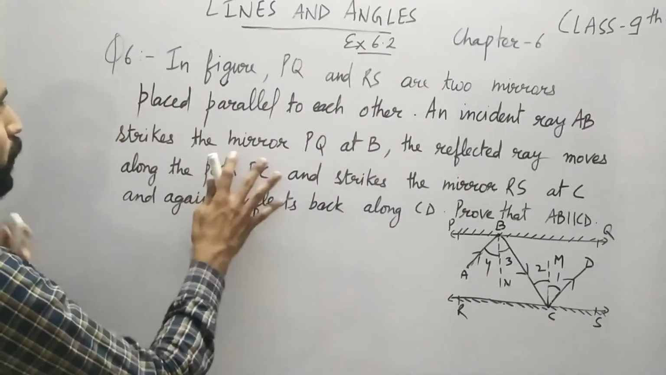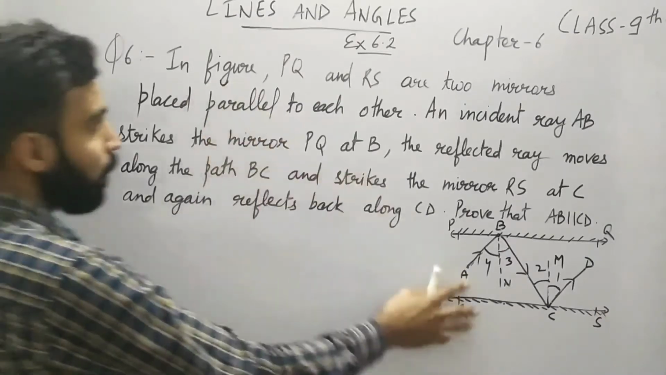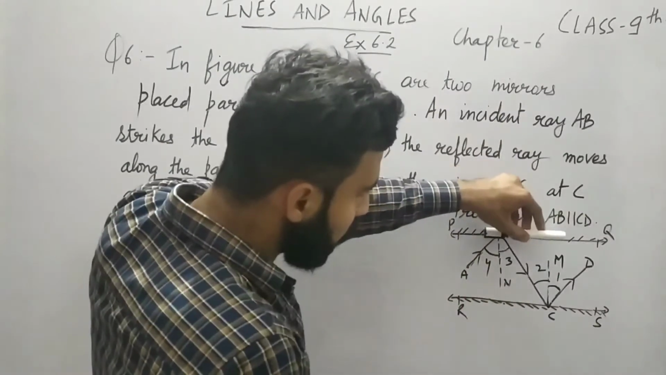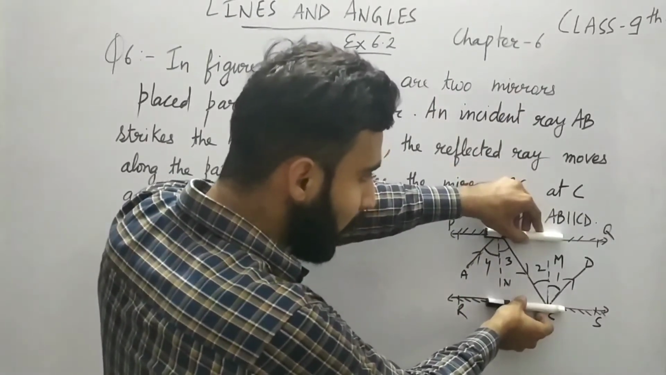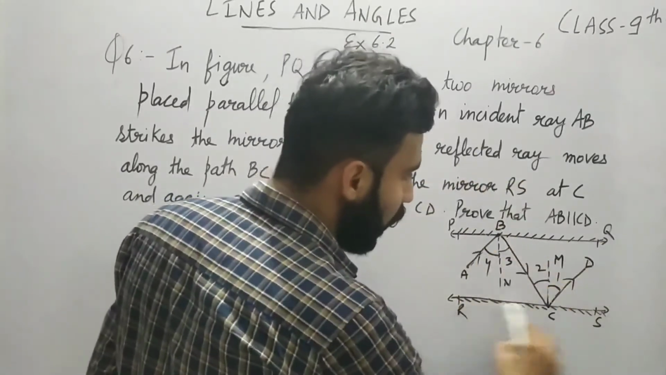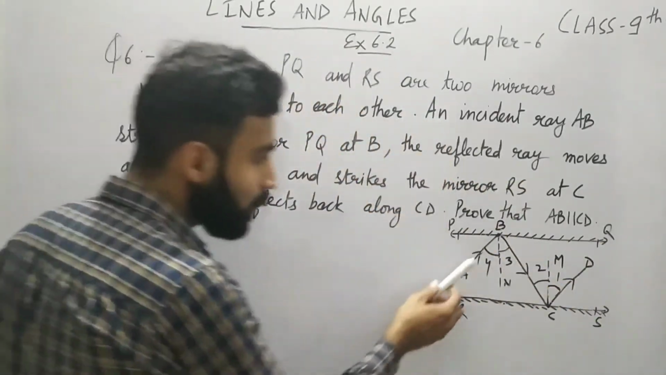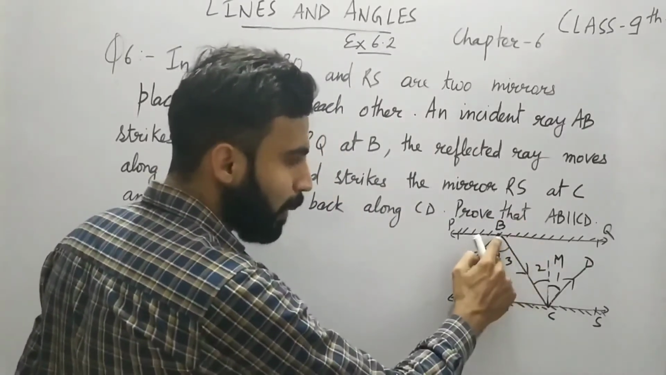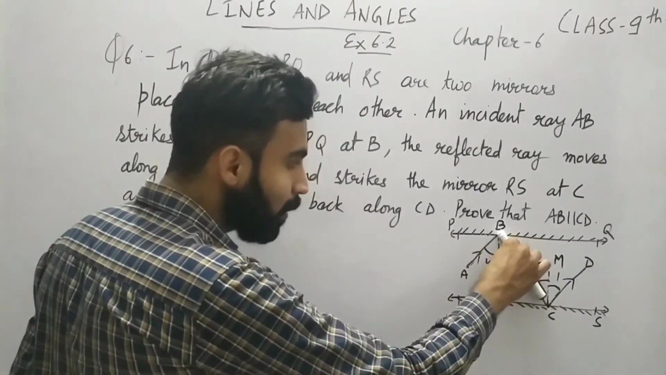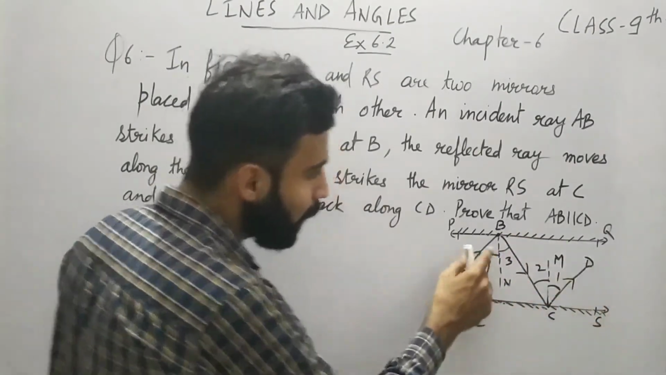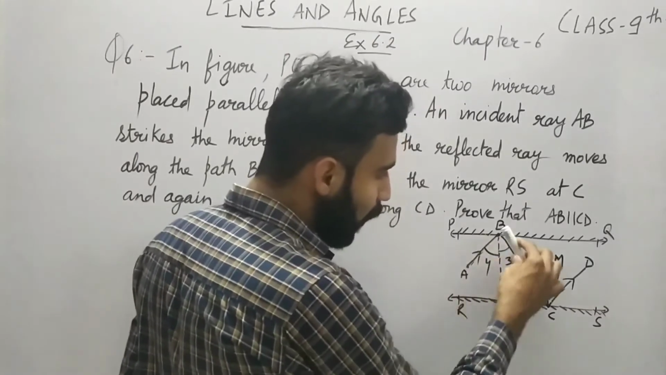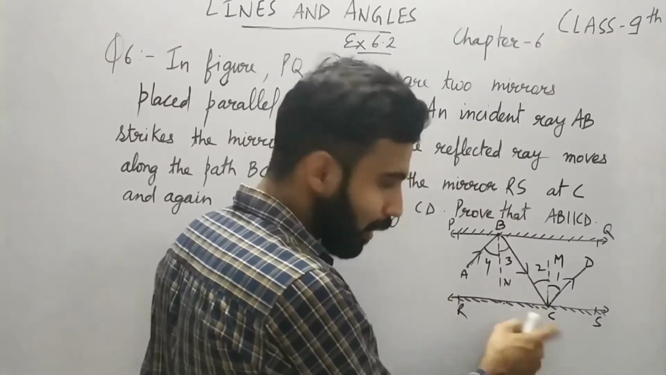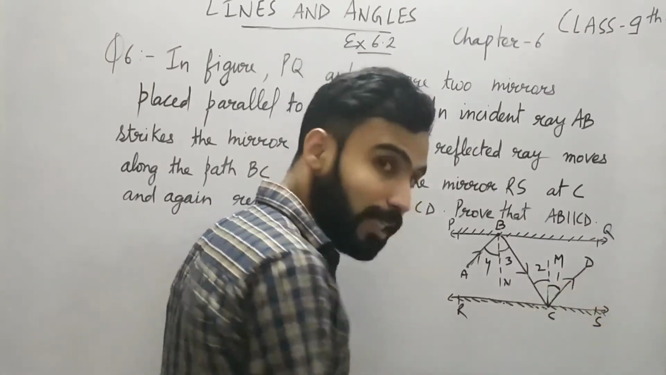Now in this particular question, it is given to us that in the given figure, PQ and RS are two plane mirrors. If you observe this figure, you will see that there are two plane mirrors placed parallel to each other, named PQ and RS, right? Further, there is an incident light ray AB which is striking the mirror PQ at point B and then gets reflected along the path BC, then CD. After reflecting from point B, the light ray strikes the second mirror RS at point C and then gets reflected back along the path CD, right?